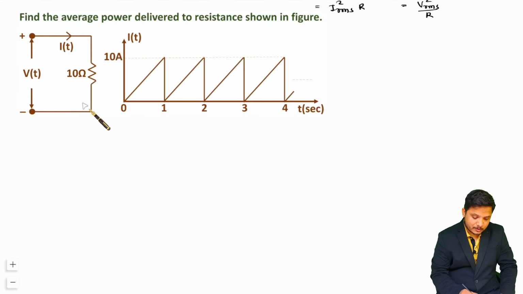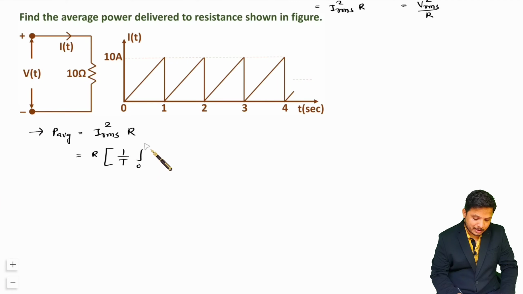Now we need to find the average power delivered to the resistance shown in this figure. As I have explained, average power is I RMS square into resistance R, and you should know how to calculate I RMS. I RMS square is 1 by T integration 0 to T of I of t whole square dt, right? That is how we identify the value of I RMS. So our agenda now is to find I of t.